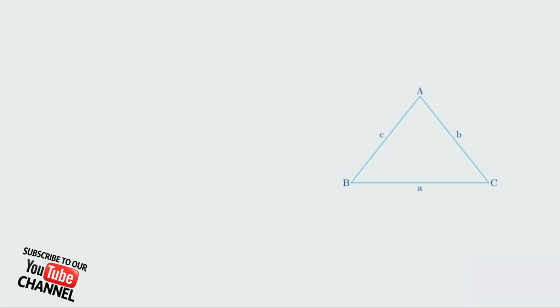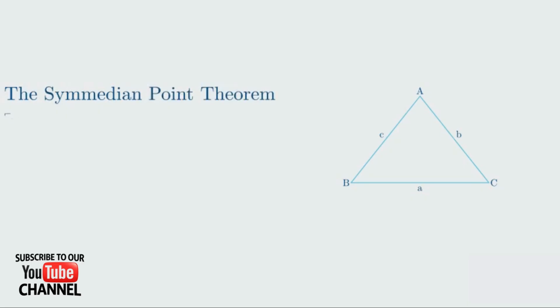This is known as the Symmedian lengths theorem or the Symmedian point theorem. It states that the symmedian from a vertex divides the opposite side into segments whose lengths are proportional to the squares of the other two sides. Let's use our previous diagram. The symmedian from vertex A meets the side BC at point SA. This point divides BC into two segments, BSA and SAC. The theorem tells us about the ratio of the lengths of these two segments.